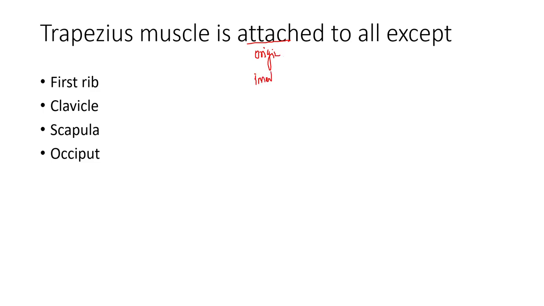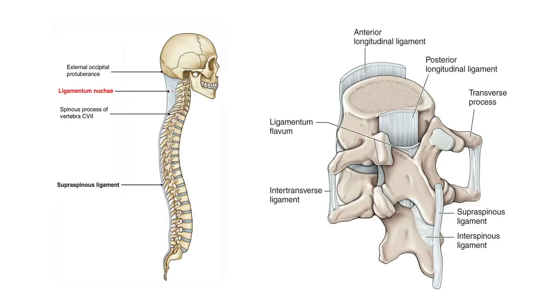Okay, so the origin is from the external occipital protuberance, insertion is into the clavicle and scapula. So which is the answer? The first rib is the answer, which is not involved in the attachment of trapezius at all.